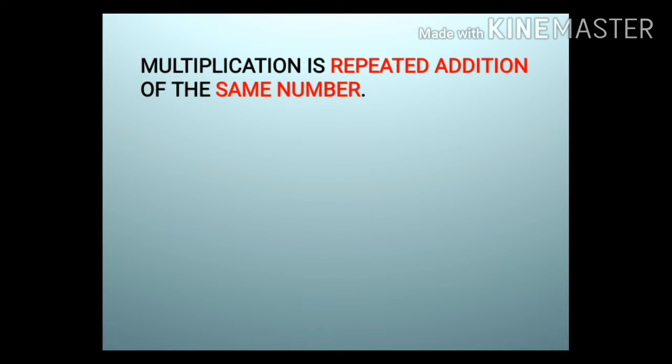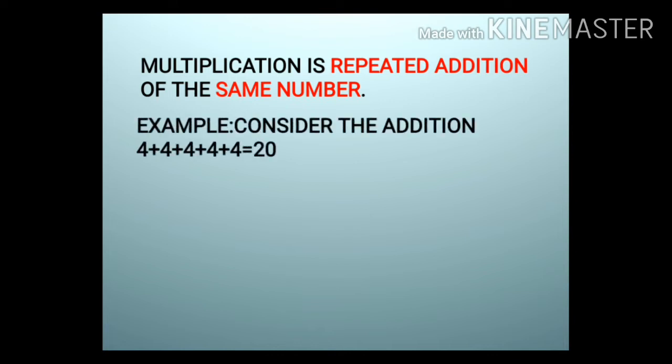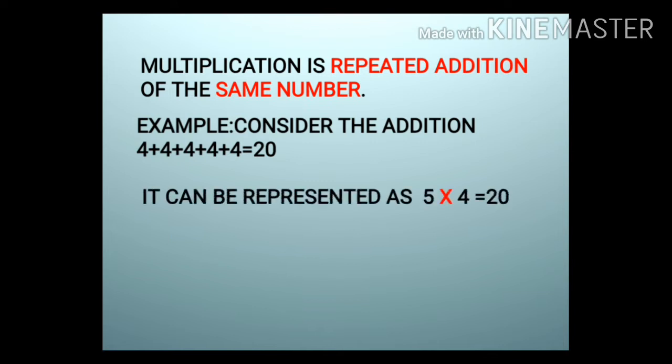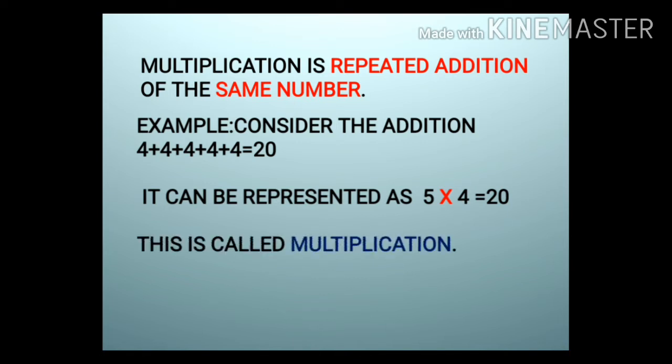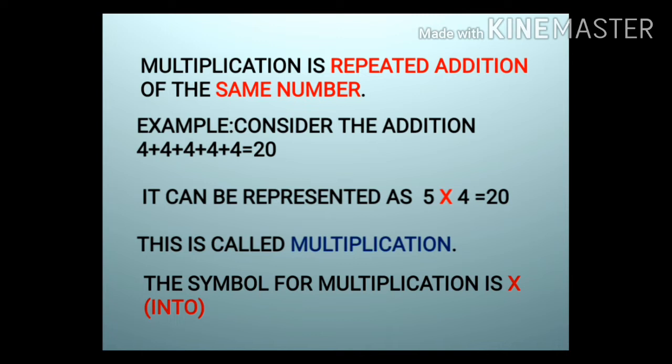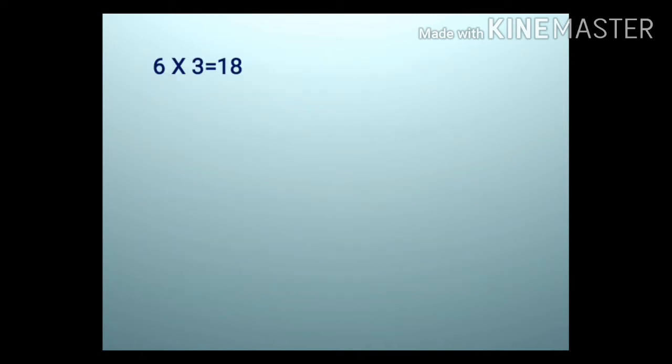Multiplication is repeated addition of the same number. For example, let us consider the addition 4 plus 4 plus 4 plus 4 plus 4, which is equal to 20. It can be represented in the short form as 5 into 4 is equal to 20, which means 4 added 5 times is equal to 20. This is called multiplication, and the symbol for multiplication is into.